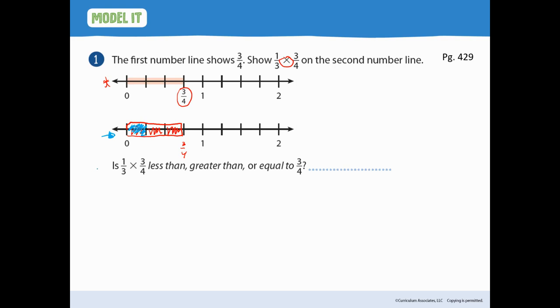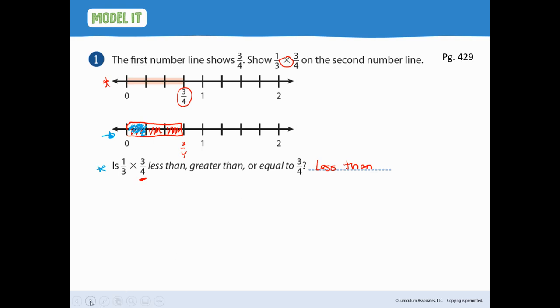So here's my question, here's what I want you guys to really focus on today. Is 1/3 times 3/4 less than, greater than, or equal to 3/4? So we are looking at the number 3/4, and I am multiplying it by 1/3. 1/3 is less than 1, so this would be less than. All right, so it's less than 3/4 because I'm multiplying 3/4 by 1/3.